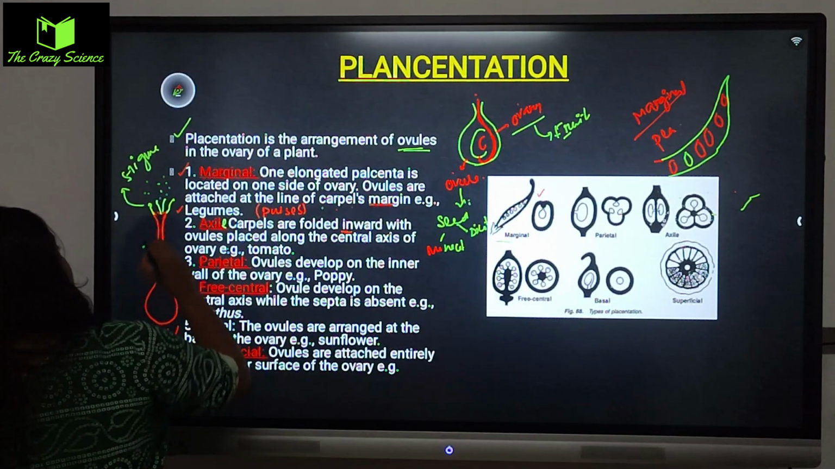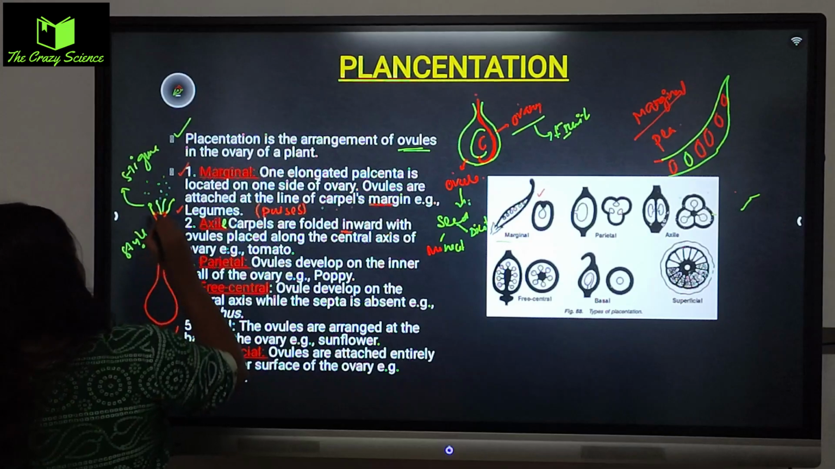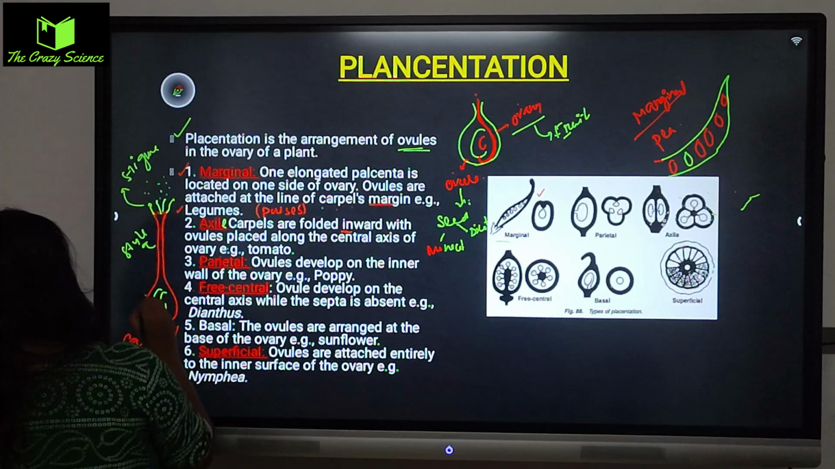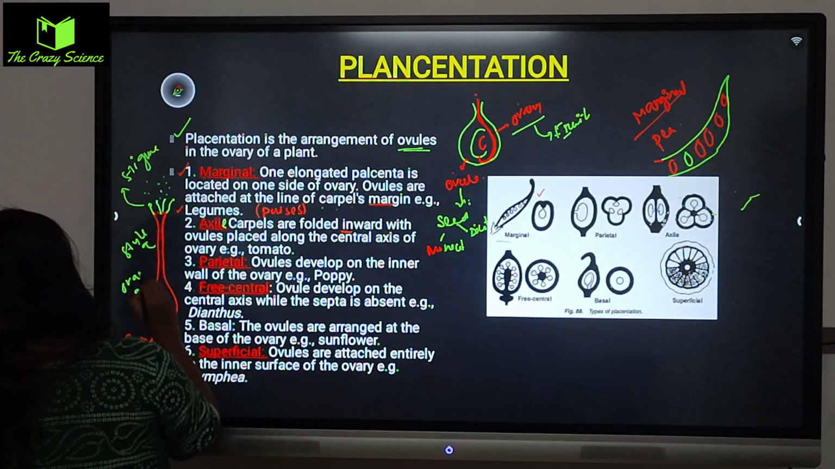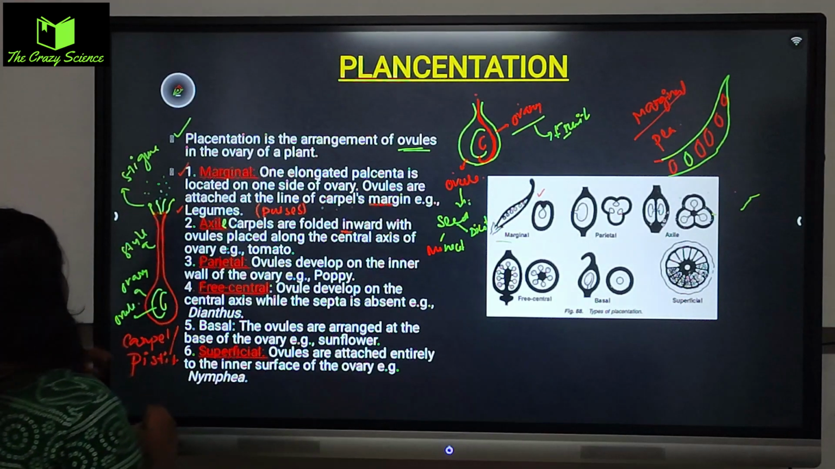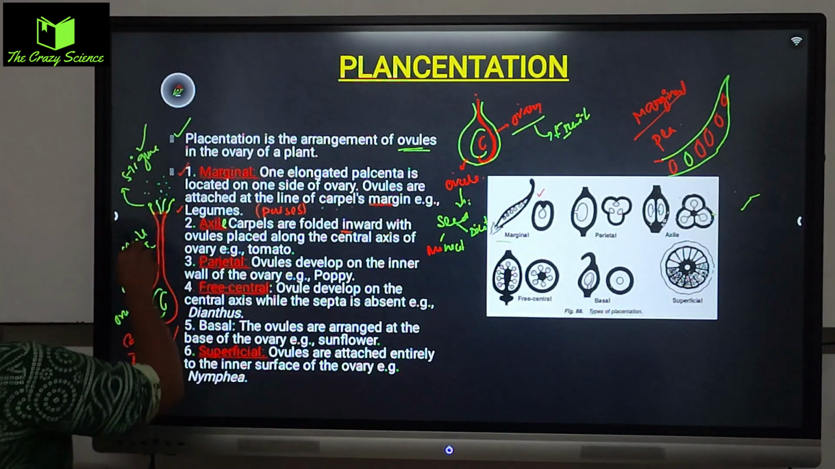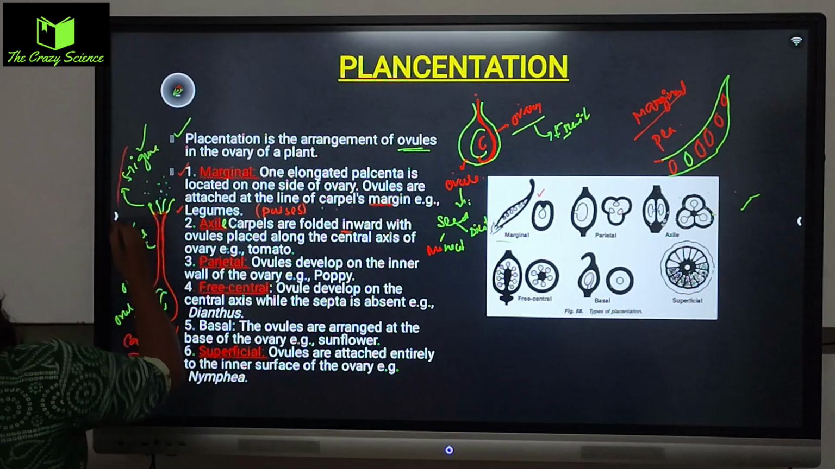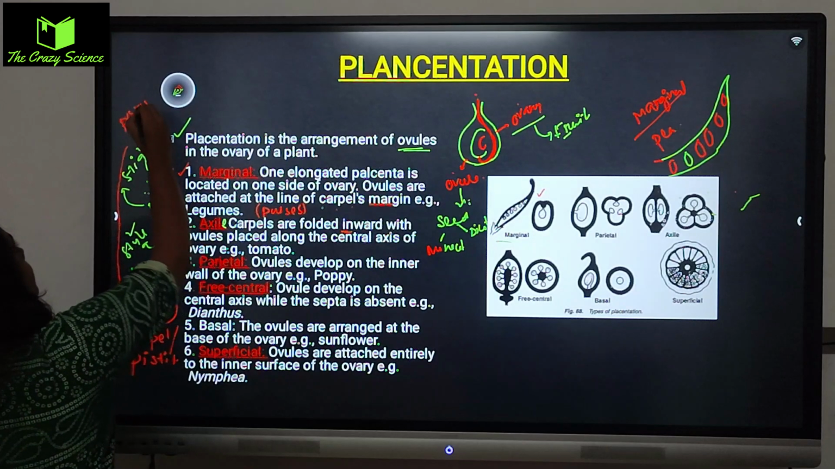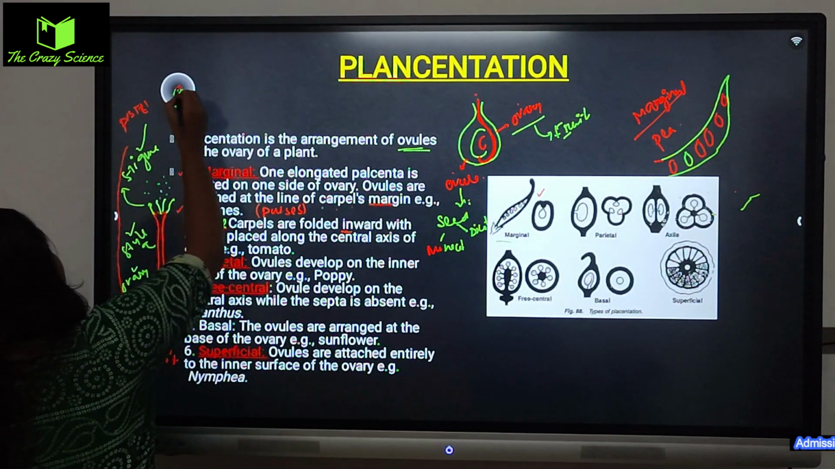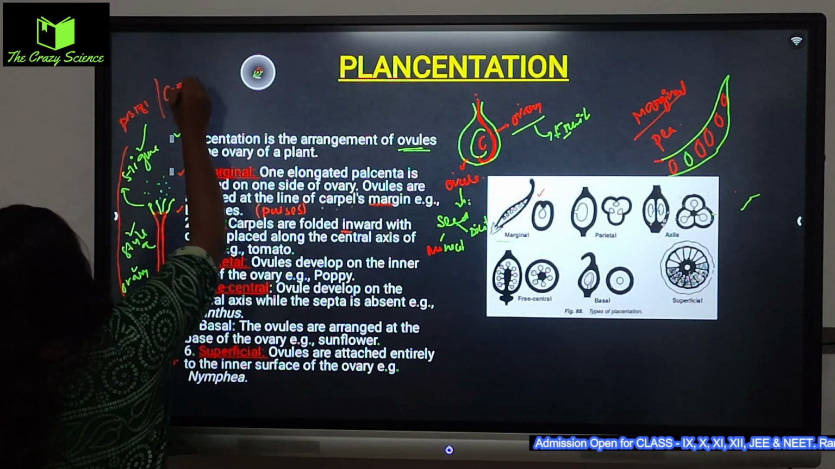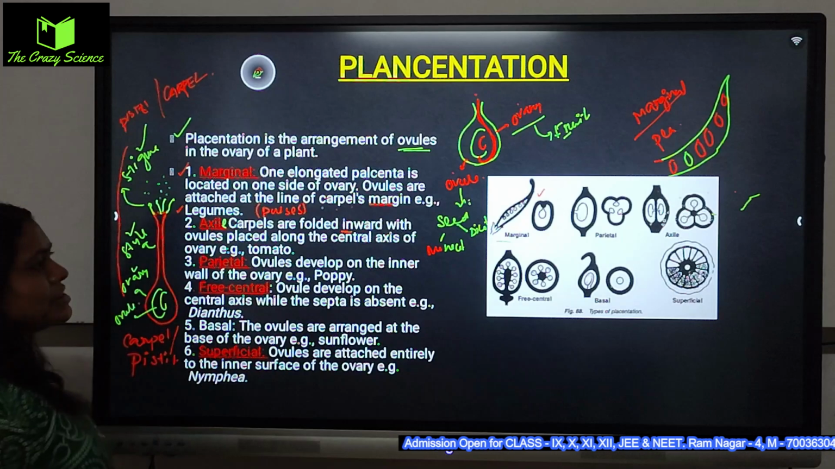The middle body part is called the style, the stalk-like structure, and below it is the ovary, and inside of it is the ovule. All right, together the stigma, style and ovary, these three things together are called the pistil or carpel. Okay, so these are the parts.